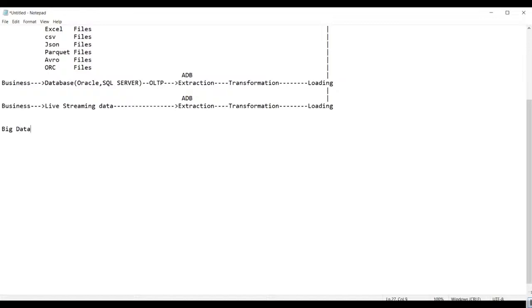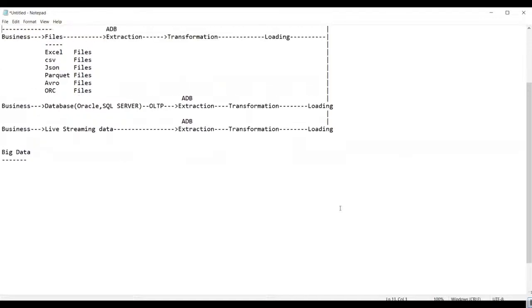Big data. Now, guys, what is big data? Big data is nothing but whatever data you're getting from the business; this is called big data only. Just understand, big data is not a very great concept where you need to get confused. It's not like that.